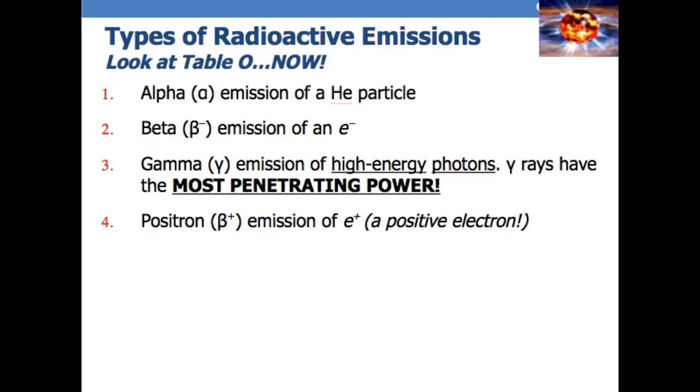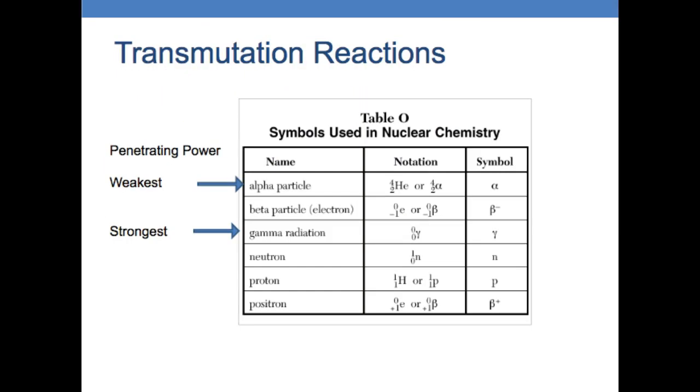So now what we need to do is we need to look at reference table O. So I need you to take out your reference table and look at the types of particles that we can emit: alpha particles, beta particles, gamma particles. We also need to be able to discuss their penetrating power.